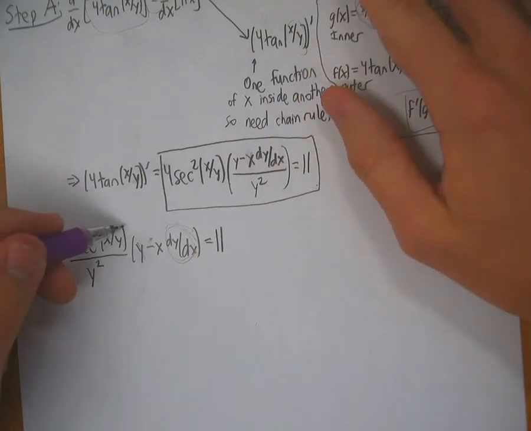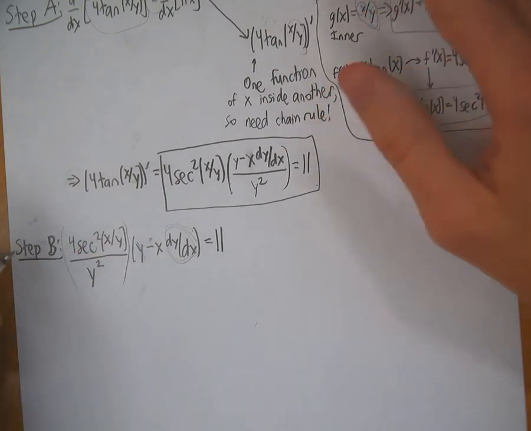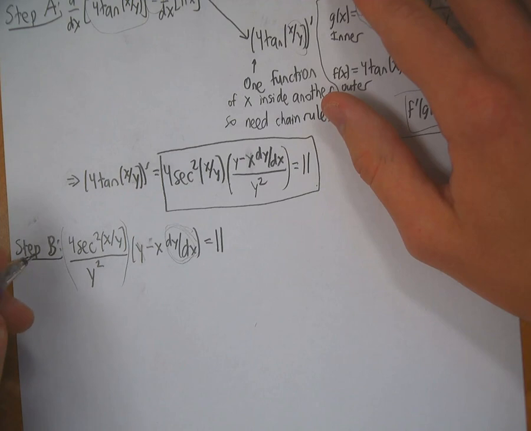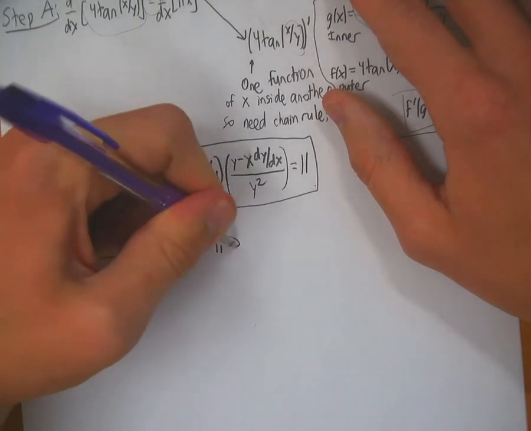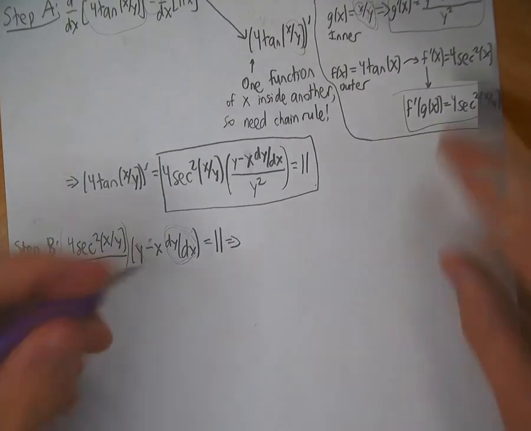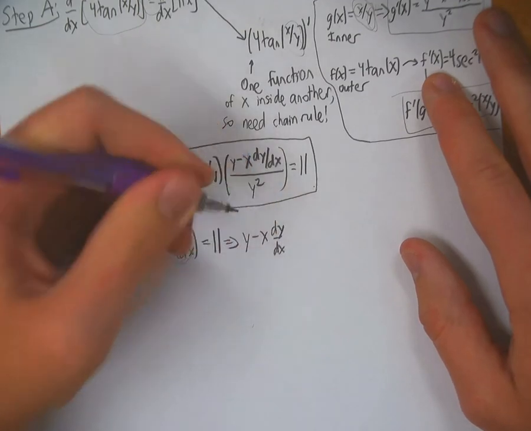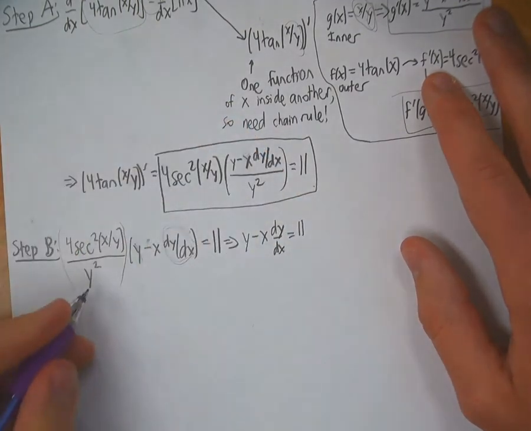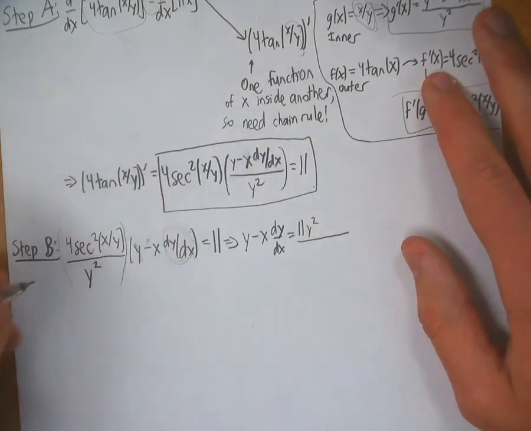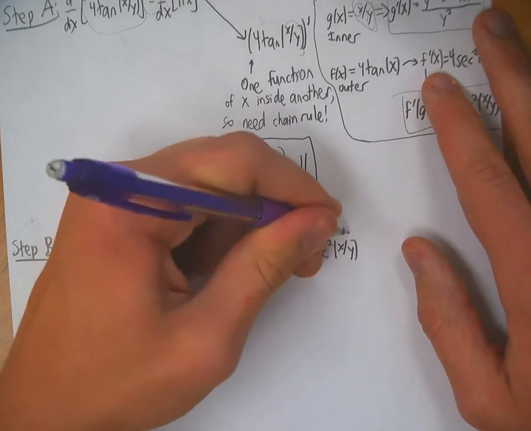So we have that this expression here, which involves dy dx, is multiplied by this whole thing, right? So what could be one thing we could do with this? You want to multiply by the inverse. Exactly. So if we were to divide by 4 times secant squared and then multiply y squared over to the other side, we'd have y minus x times dy dx equals 11 times y squared, divided by 4 secant squared of x divided by y. Okay.